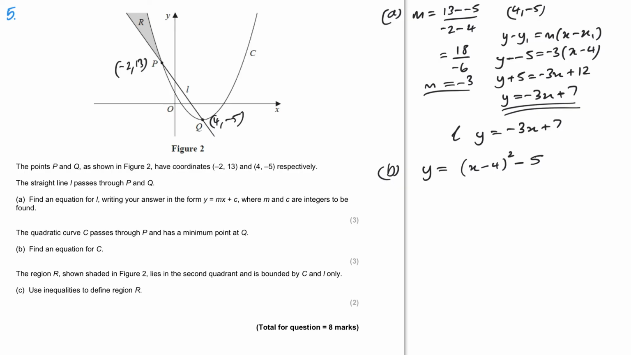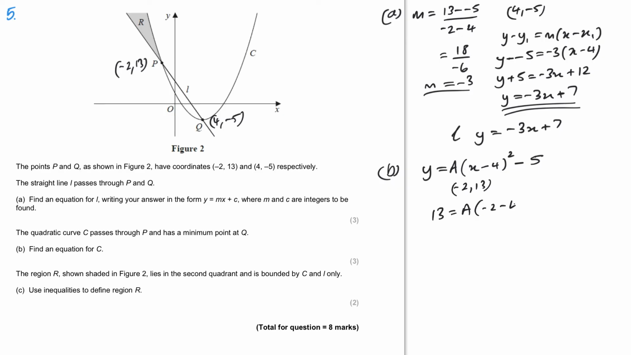The only thing with something like this is that this could be multiplied by something here, and it'll still have that minimum point. And that is then where the second point comes in. So the minus 2 and 13. So I want to find this value of a. So I'm going to use the minus 2 and 13 to double check or find it.